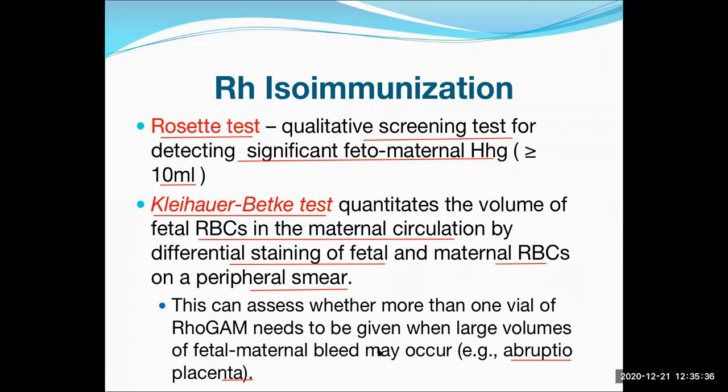So why are we doing this test? That's the first thing you need to understand. We do this test to know how much fetal RBC, or how much fetal blood, has mixed with the maternal circulation. So if it shows a larger amount of fetal RBCs present, then we need to give more RhoGAM, more than one vial maybe. So this is the concept.